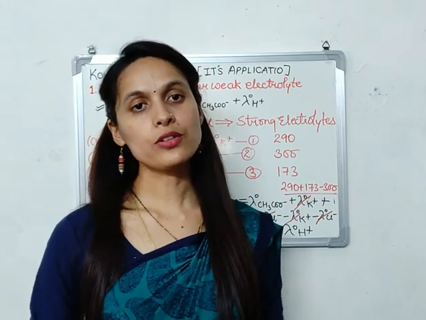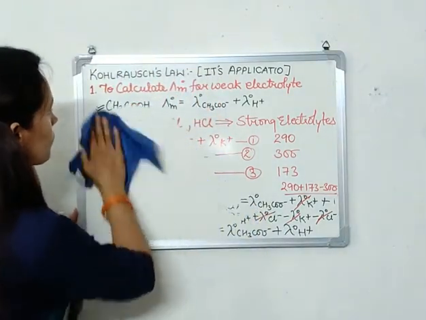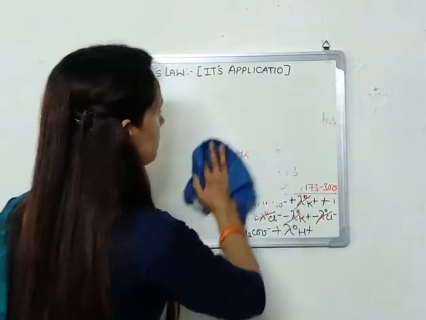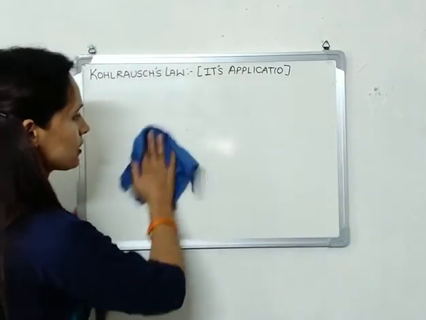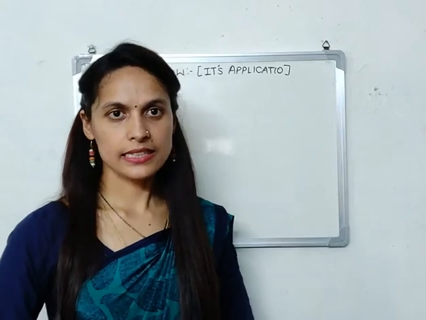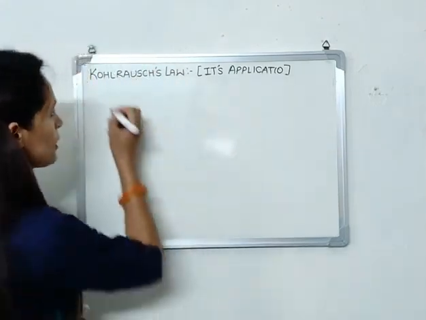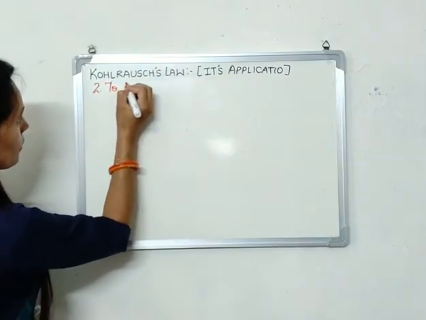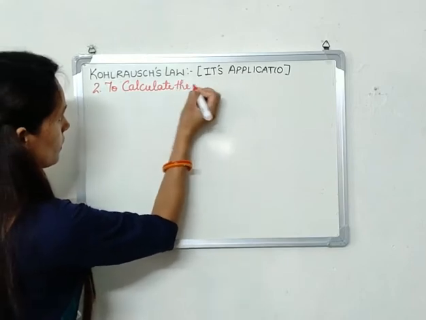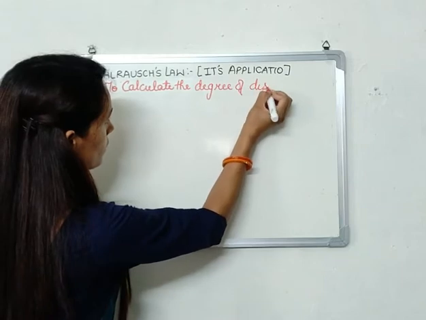Now we'll talk about the second application of Kohlrausch's law. It is not that Kohlrausch's law has only one application. It has a number of applications, but the most important is that with its help we can easily calculate lambda m naught for a weak electrolyte. Now the second application: to calculate the degree of dissociation.